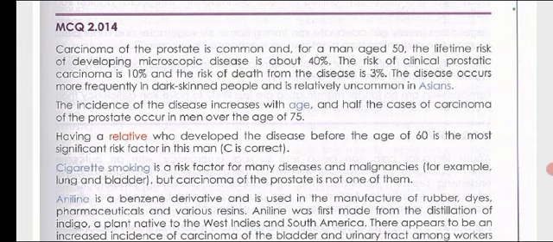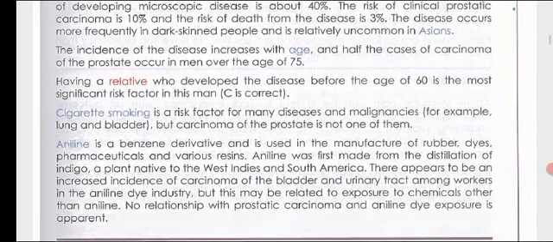The disease occurs more frequently in dark-skinned people and is relatively uncommon in Asians. The incidence of the disease increases with age, and half of the cases of carcinoma of the prostate occur in men over the age of 75. Having a relative who developed the disease before the age of 60 is the most significant risk factor in this man. So option C is the correct answer.